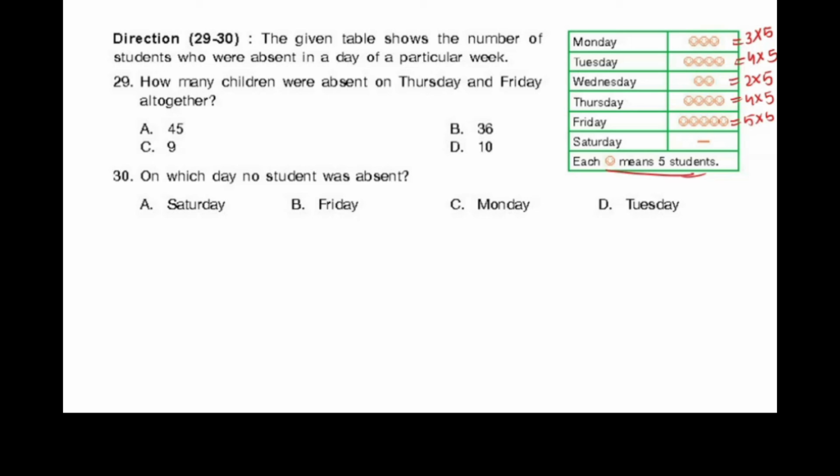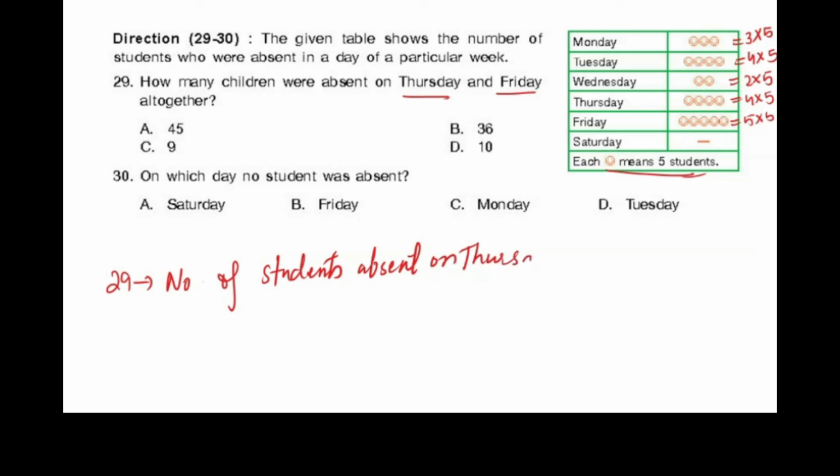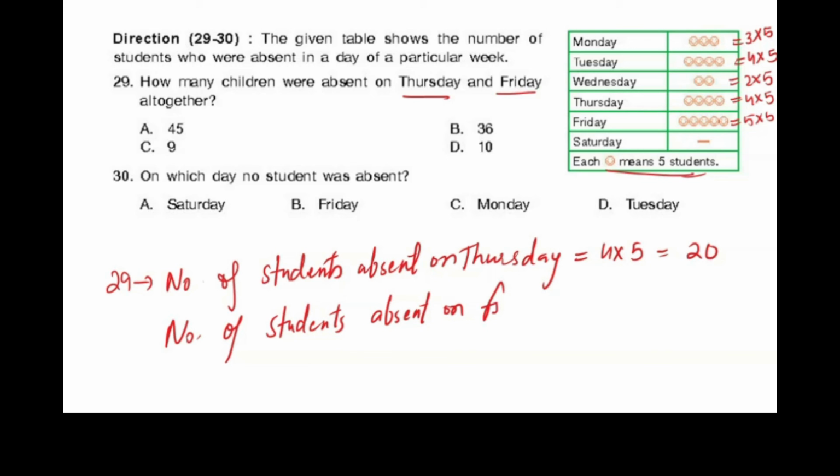How many children were absent on Thursday and Friday? So question number 29, number of students absent on Thursday is 4 times 5, that is 20. Number of students absent on Friday.